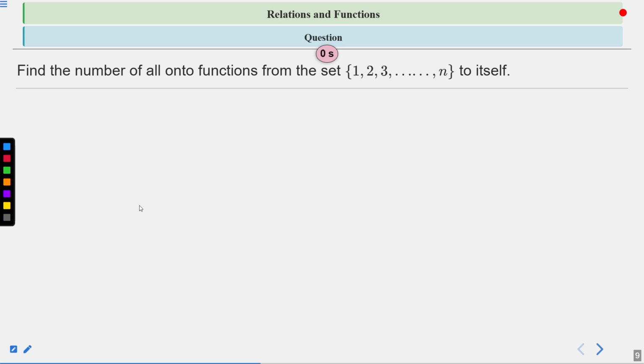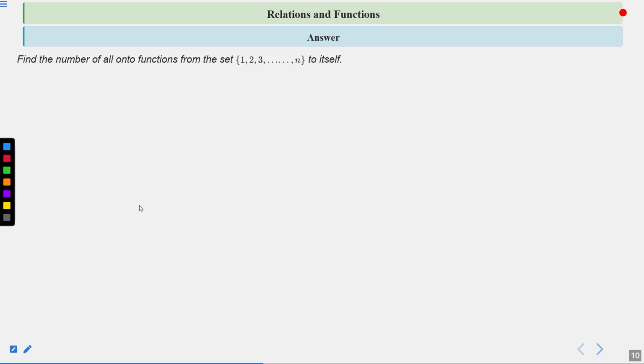Okay. So let us move to the solution part. Our question says find the number of onto functions from the set 1, 2, 3 till n to itself, right?